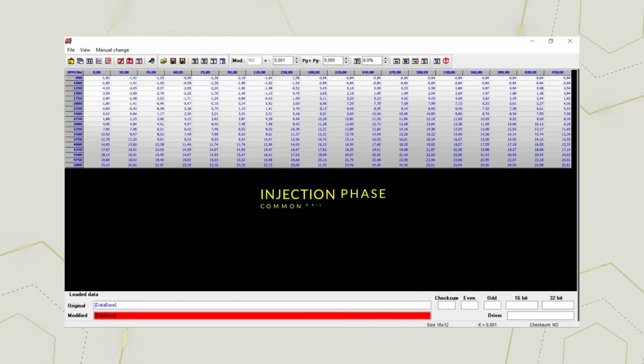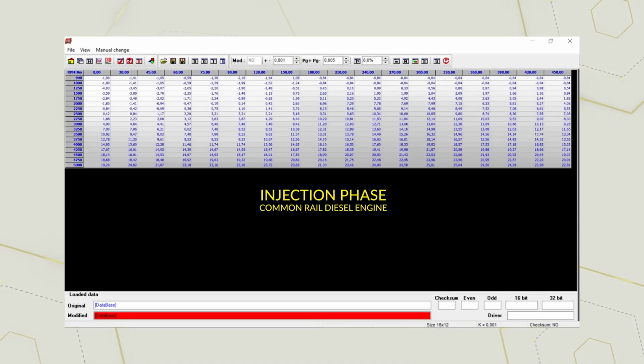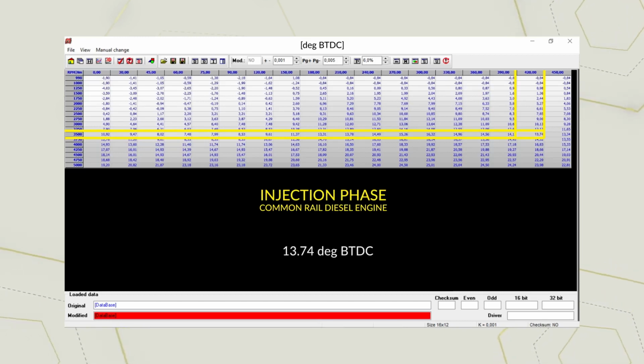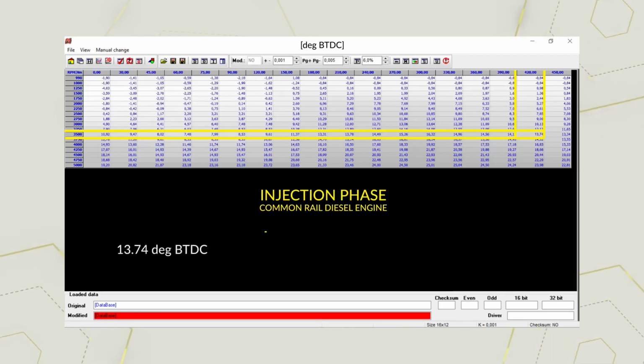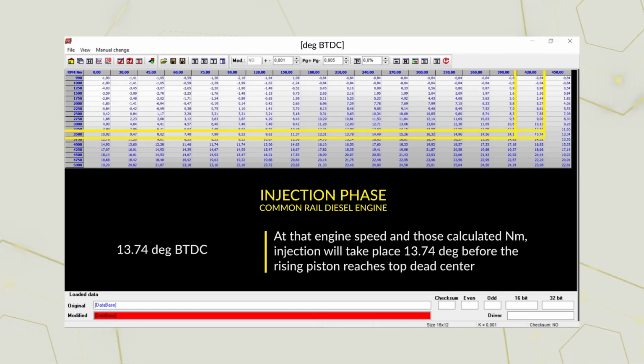Let's get a better understanding of the concept by closely analyzing a map of the injection phase present on a common rail diesel engine. The values in this map are expressed in degrees before the top dead center as a function of the engine speed and the engine control unit calculated Newton meters. Let's use the reference of 3,500 engine revolutions and 420 Newton meters. We find a value of 13.74 degrees before top dead center. This means that at that engine speed and those calculated Newton meters, injection will take place 13.74 degrees before the rising piston reaches top dead center.